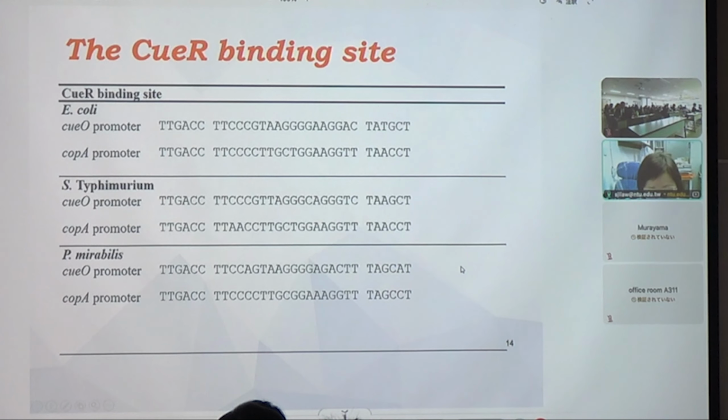Because CueR is a transcription factor that controls the expression of CueO and CopA at the transcriptional level, we searched for the CueR consensus binding site in the promoter region of CueO and CopA in Proteus mirabilis. And we did find the consensus CueR binding site, shown here as in E. coli and Salmonella typhimurium.